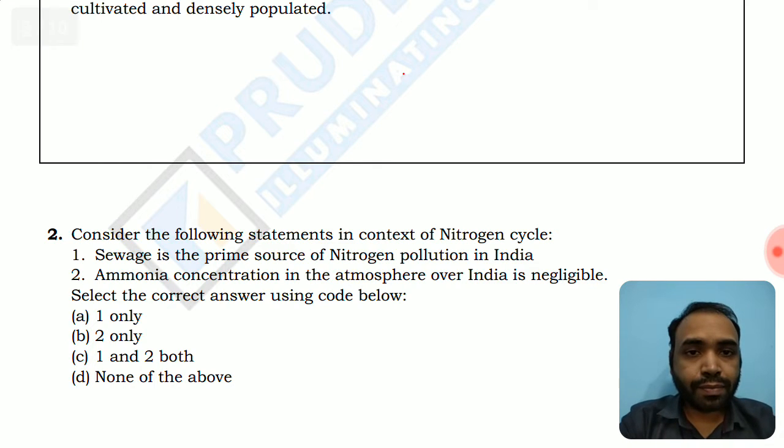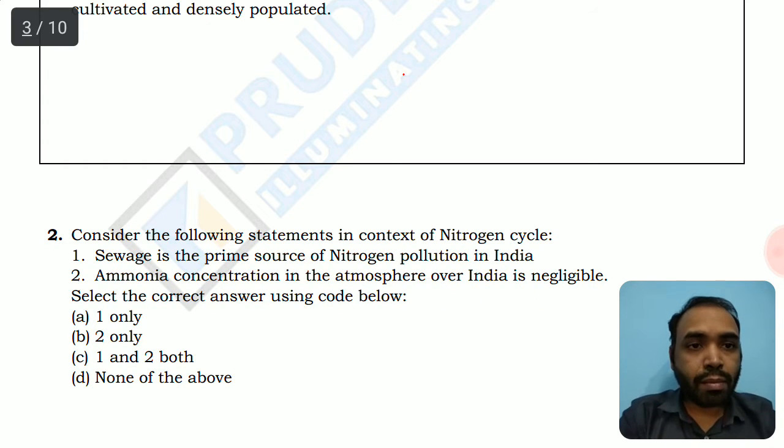Now let's move on to question number two. Consider the following statements in context of the nitrogen cycle. This is about the destruction of the nitrogen cycle due to excessive man-made activities. Let's read the options first.